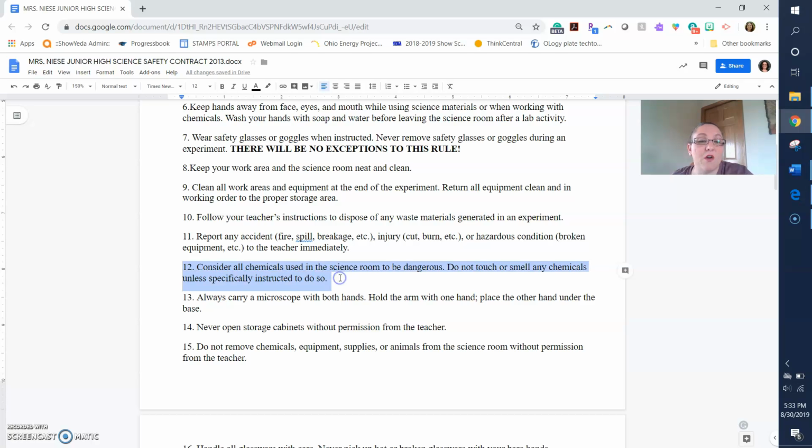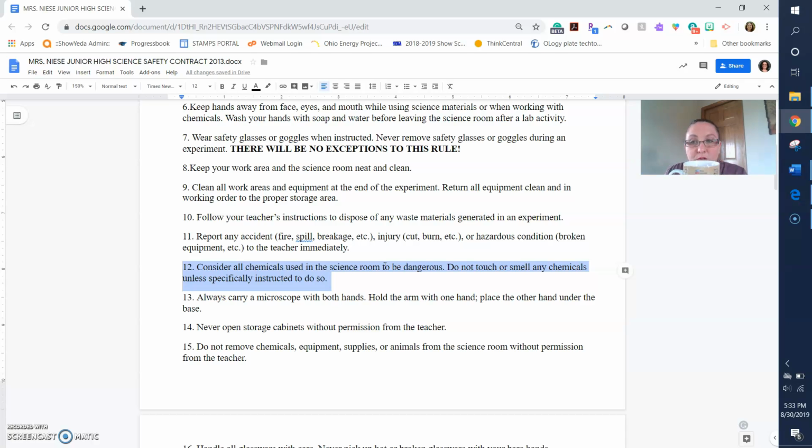Number 12, consider all chemicals used in the science room to be dangerous. Do not touch or smell any chemicals unless specifically instructed to do so. And I'm going to demonstrate how we smell something in the science room, so I'm going to use my coffee cup here. Okay.